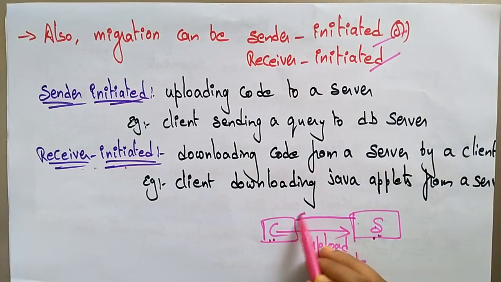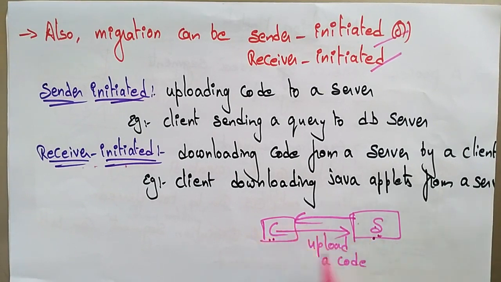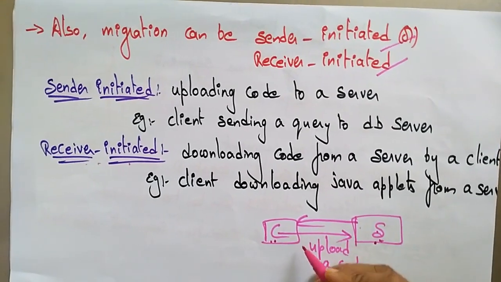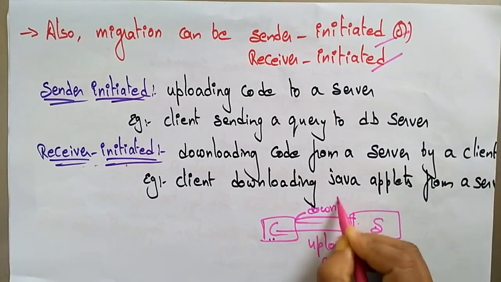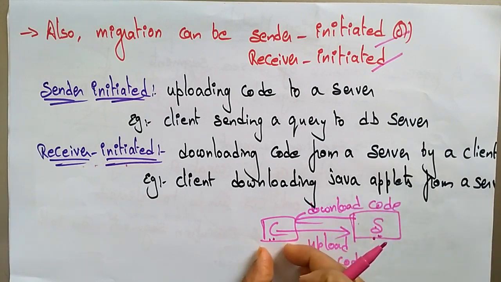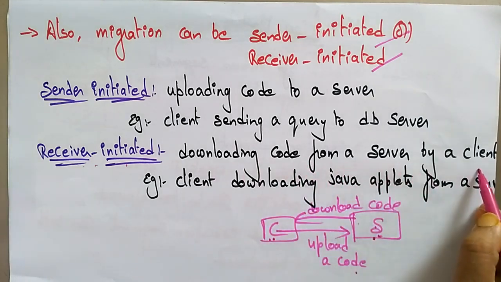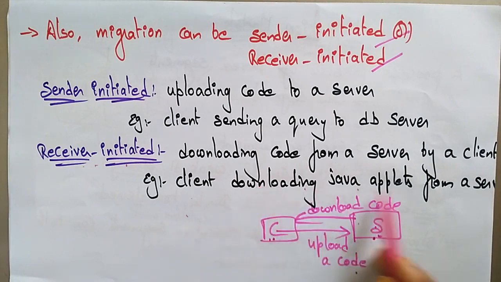This time the receiver is the initiator. Here it is downloading code from a server. The client asks for code and the server gives permission to download it. Now the code is migrating from the server to the client. This is receiver initiated: downloading code from a server by a client. An example is a client downloading Java applets from the server. From the server the Java applets are downloaded to the client system. So these are the different migration models.